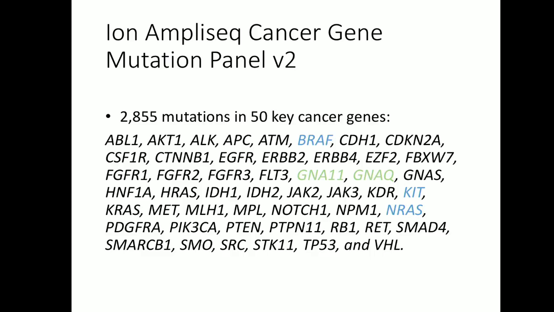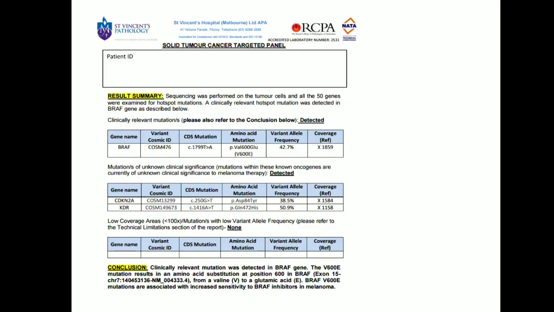That's the platform that they use. It's an Ion Torrent platform. It's the 50-gene hotspot panel. These are the genes involved. The ones highlighted in blue are clinically significant for cutaneous and mucosal or conjunctival melanoma. And I've highlighted GNA11 and GNAQ in here as well because it's a uveal marker, but also melanomas arising from blue nevi will also have mutations in those 2 genes.